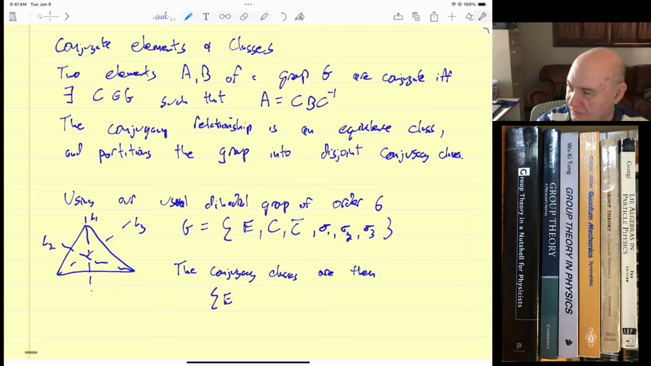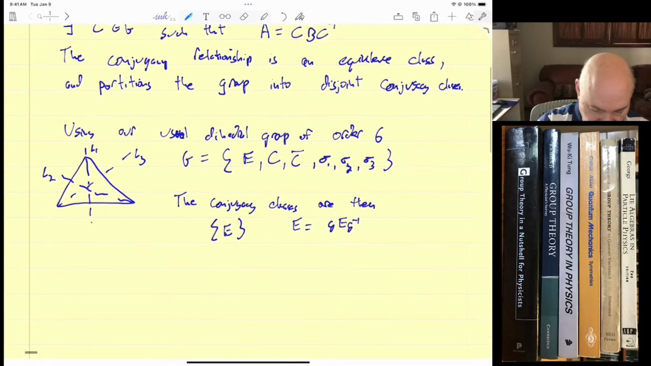I'm going to use set notation for them. The identity element always forms a conjugacy class by itself because E is always equal to G E G inverse for any element G in the group. So E will always be conjugate to itself and not conjugate to anything else. Then the second class has two elements, and it consists of C and C bar.